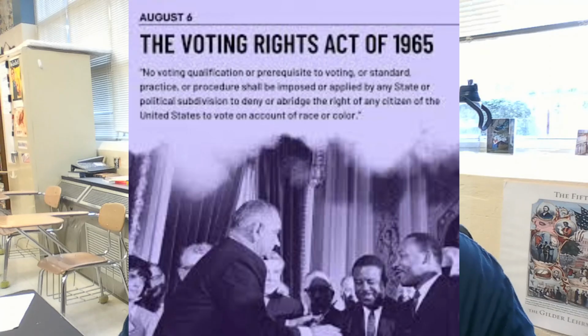The Voting Rights Act of 1965 prohibited voter discrimination based on race, color, or membership in a language minority group. It also required certain places to provide election materials in languages besides English. This greatly increased voter turnout, especially in southern states.